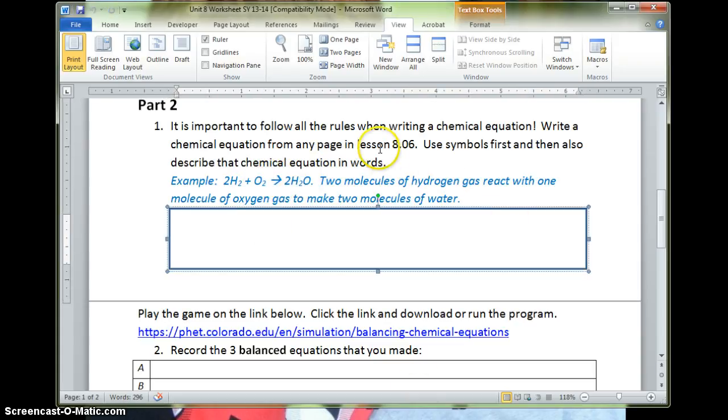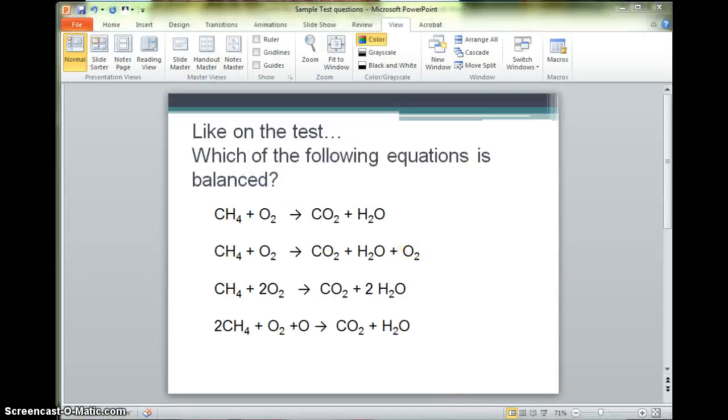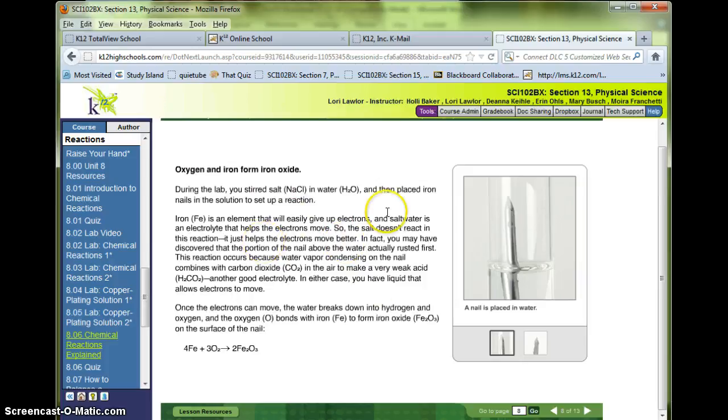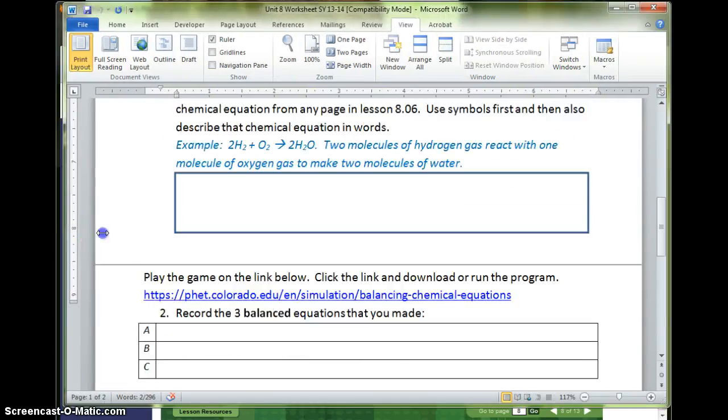So the first thing you need to do is go to lesson 8.06 because that's what it tells you to do, right? So I'm going to go to lesson 8.06. Here is lesson 8.06. I'm actually on page 8. I chose this equation right here: 4Fe plus 3O2 yields 2Fe2O3. Okay, so I'm going to go ahead and just copy that into my worksheet.